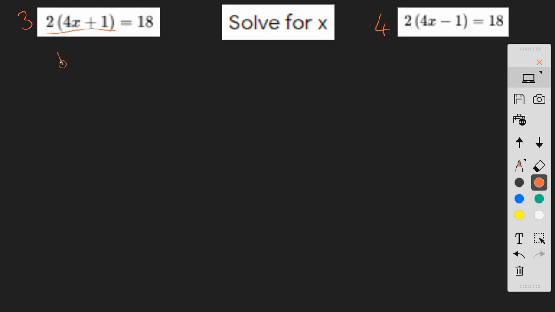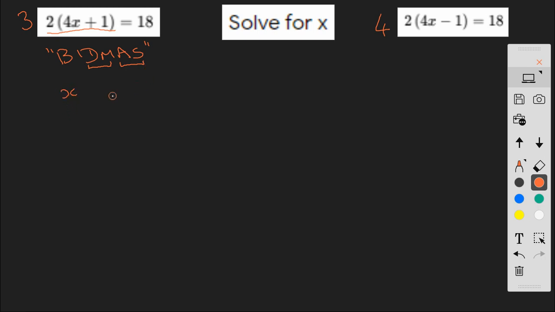So I need you just to think about your BIDMAS here for order of operations, and which bit of this expression would we do first? Well, we'd do the bracket, so we're going to do the 4x plus 1. Which bit of that bracket are we going to do first? We're going to do the 4 times x because it's multiplication, which is going to become our division and multiplication come before our adding and subtracting.